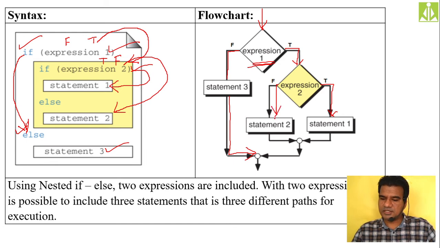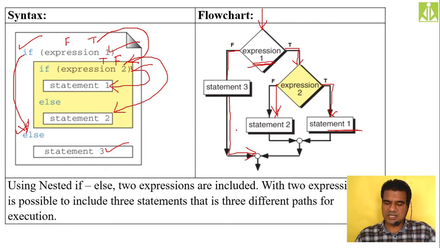all our statements will be considered based on the expression 1, expression 2 value. If outer condition expression 1 is true and the inner condition expression 2 is also true, then only statement 1 will be evaluated and statement 3, statement 2 will be skipped. If outer condition is true and inner condition is false, then only statement 2 will be evaluated. Only this path will be selected and rest of all the paths will be ignored, or skipped. Then if the outer condition itself false, then only this path, statement 3 path will be selected and rest of all paths will be skipped or ignored.